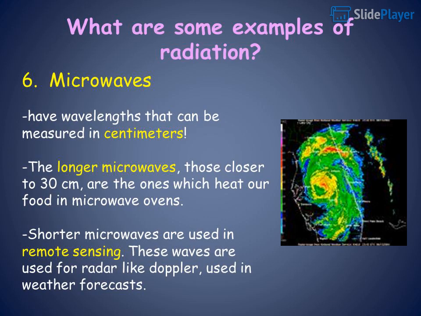What are some examples of radiation? 6. Microwaves. Microwaves have wavelengths that can be measured in centimeters. The longer microwaves, those closer to 30 centimeters, are the ones which heat our food in microwave ovens. Shorter microwaves are used in remote sensing. These waves are used for radar like Doppler, used in weather forecasts.